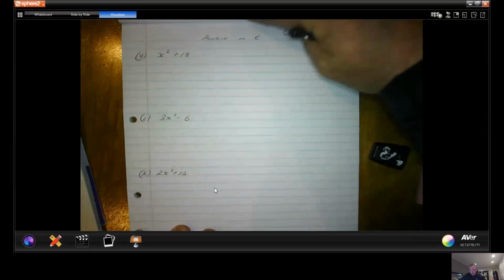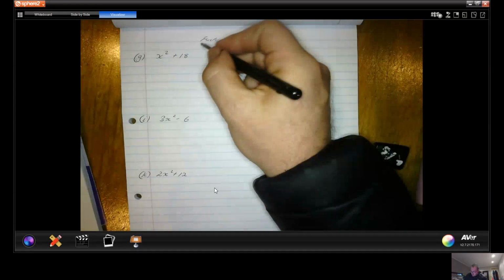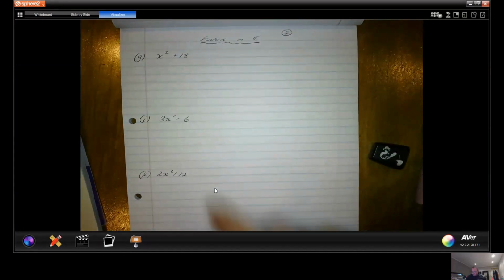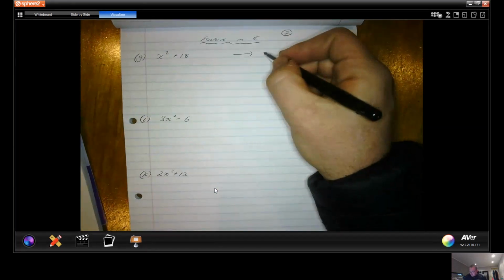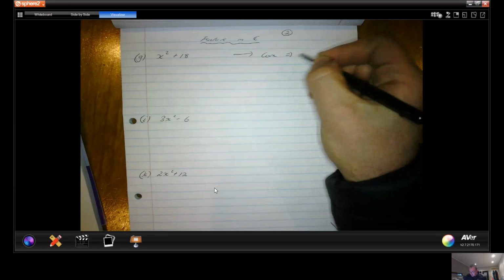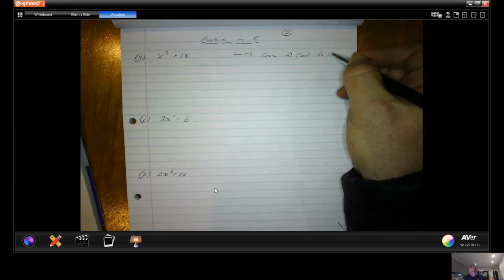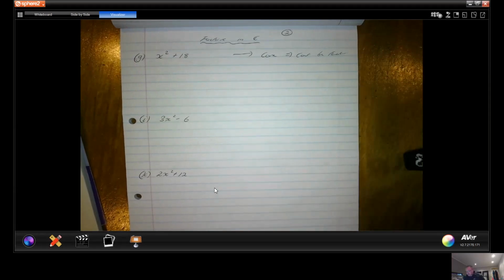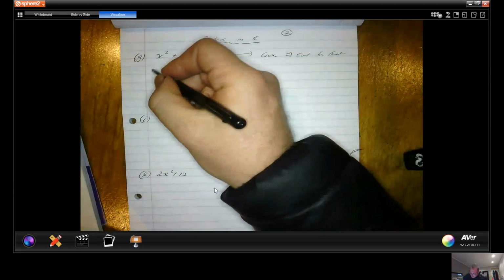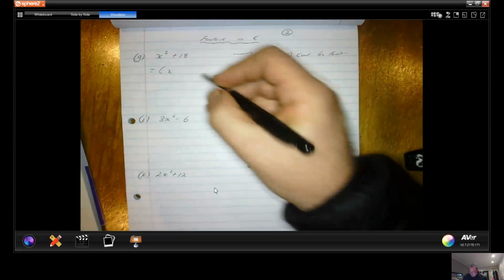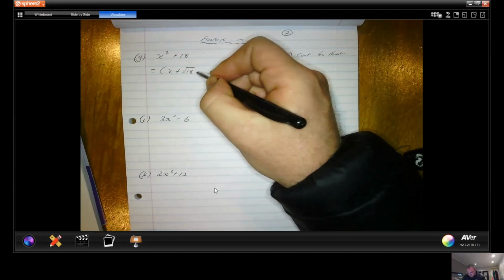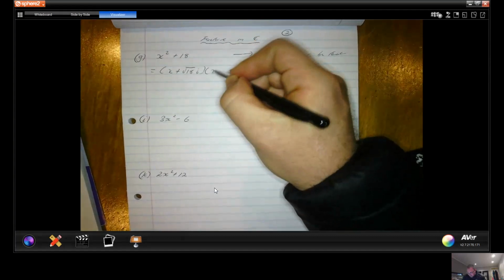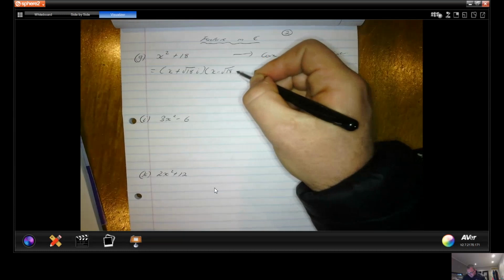Right, question 2. Again, the question is factorize in the complex numbers. For all of these questions, I'll show you the solution in the reals as well. x squared plus 18, for core, you just say it can't be factorized. But in AP, you can factorize anything, so it's going to be x plus root 18 i, x minus root 18 i.